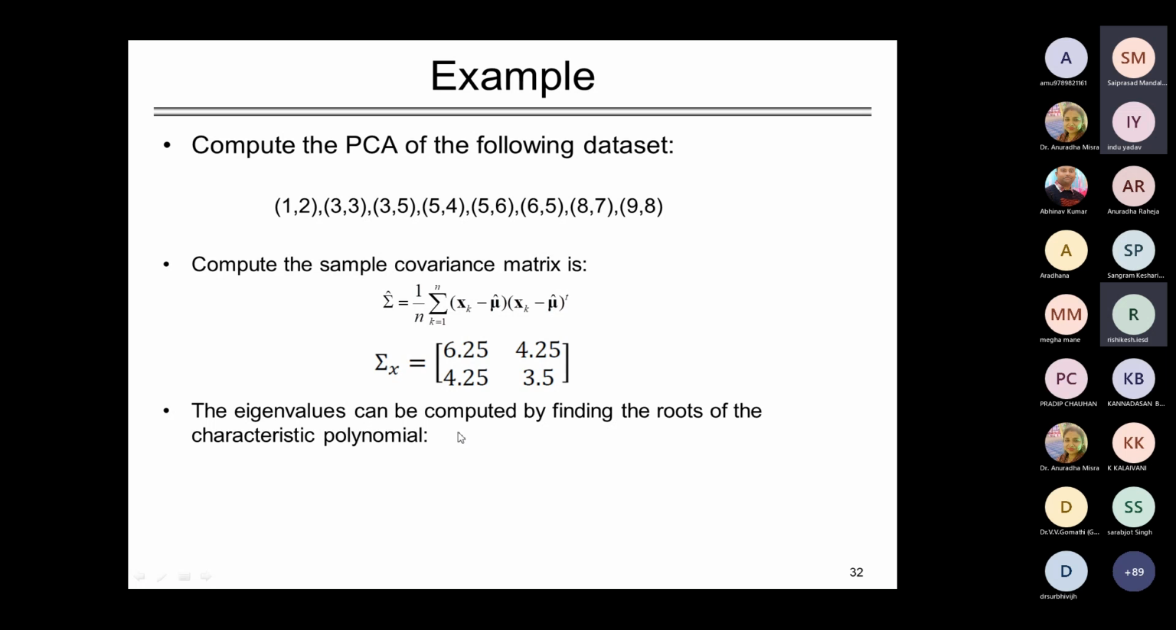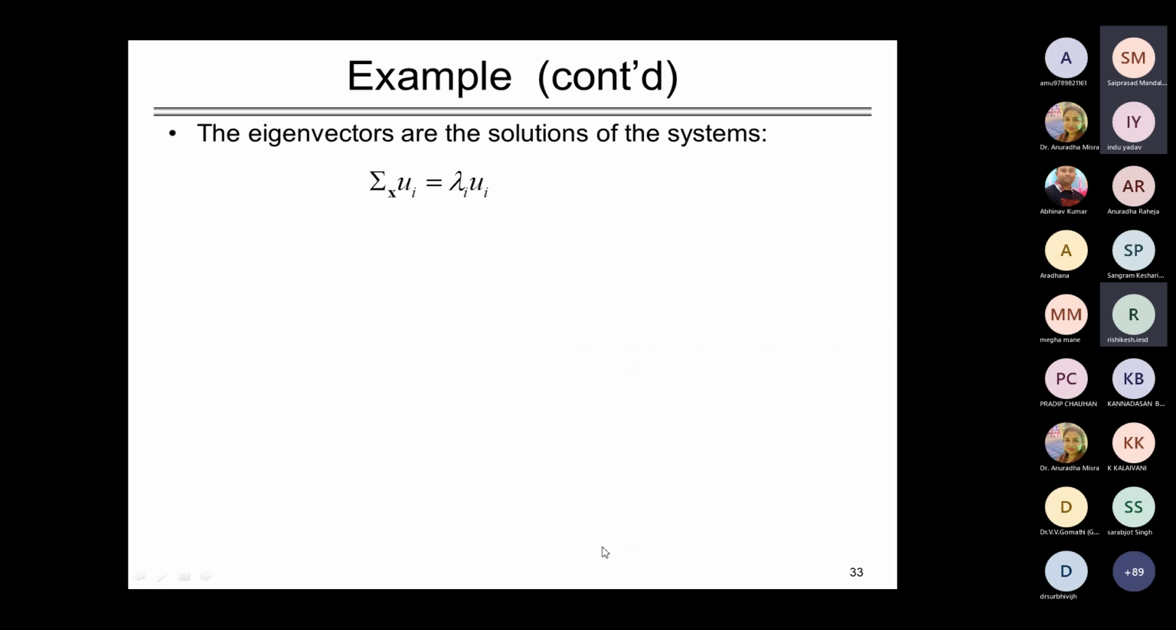The eigenvalues can be computed by finding the roots of the characteristic polynomial. You see here that from the diagonal elements lambda is subtracted and the determinant of Sigma x minus lambda I is calculated. So the value of lambda 1, the first characteristic root, is 9, and the value of lambda 2, the second latent root, is 0.41.